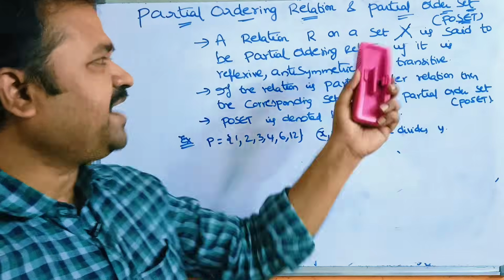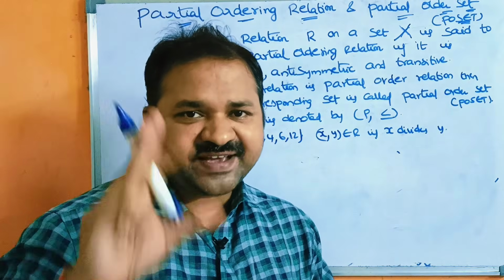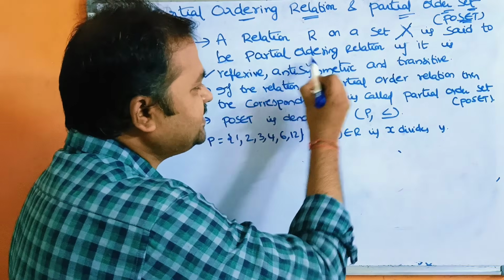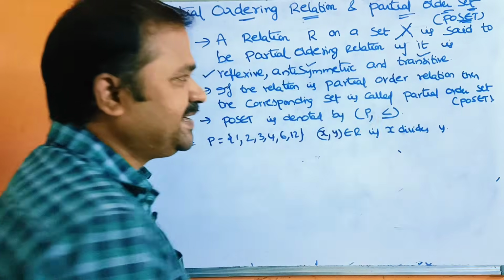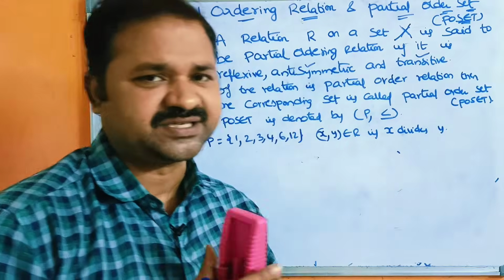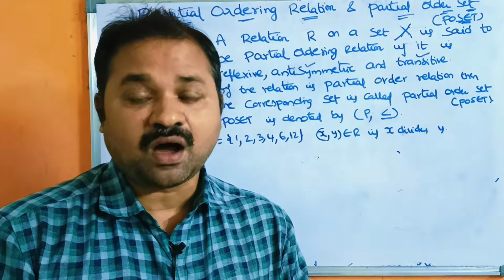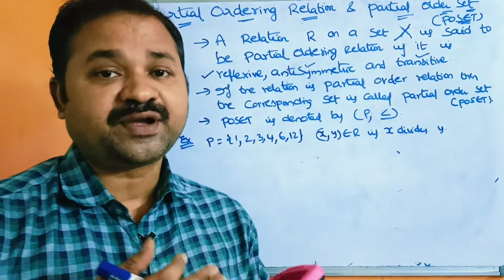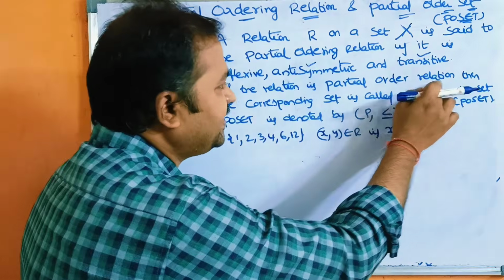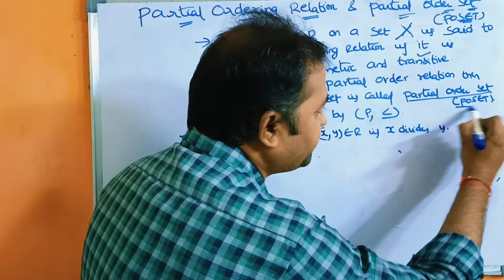Okay. So we can say that the relation is partial ordering relation if it satisfies three properties. The first property is reflexive relation, the second property is antisymmetric relation, the third property is transitive relation. So if the relation is reflexive, antisymmetric and transitive, then we can call that relation partial ordering relation. Now let us see what is POSET, partial order set. If the relation is partial order relation, then the corresponding set is called partial order set, POSET.